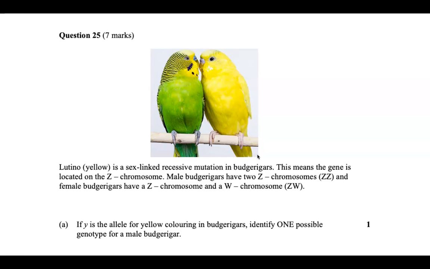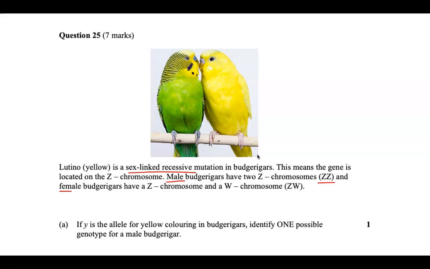And this is definitely one of those questions, where we're looking at a sex-linked recessive mutation in budgies, which causes them to be yellow. And it's sex-linked recessive. We've done that plenty in lots of examples with Punnett squares with X and Y chromosomes. The difference here is that male budgies have 2 Z chromosomes. So in humans, males are XY. In budgies, males are ZZ.